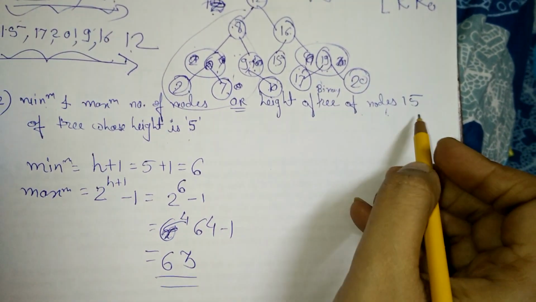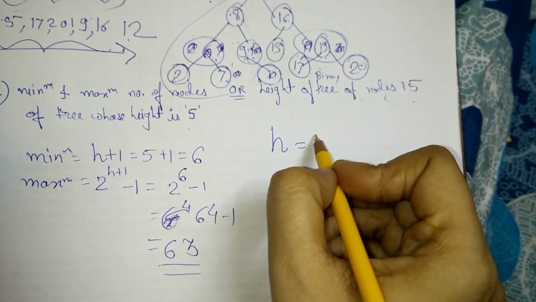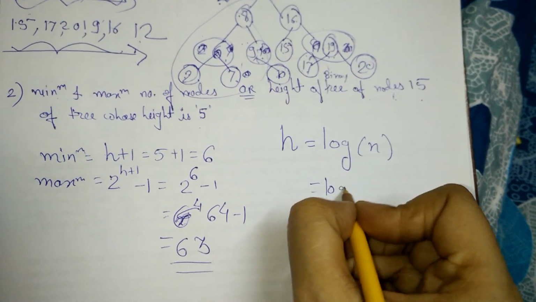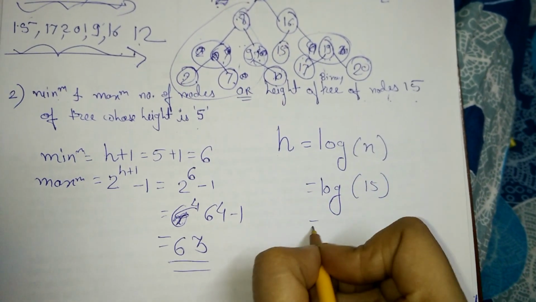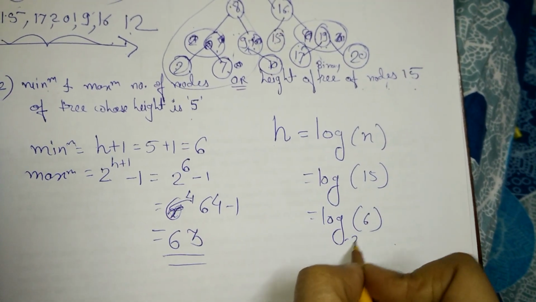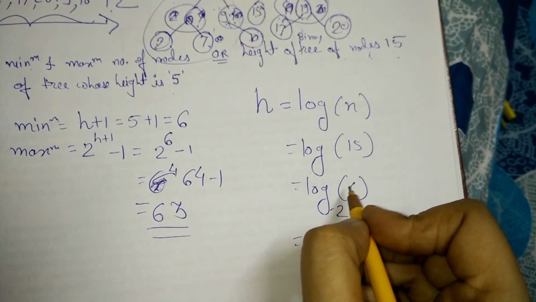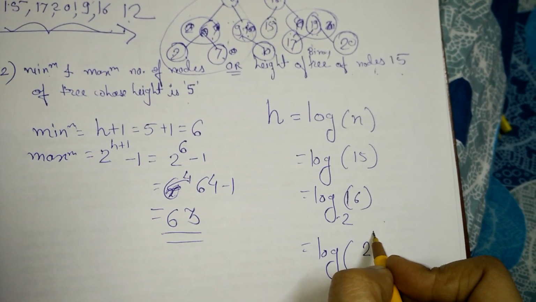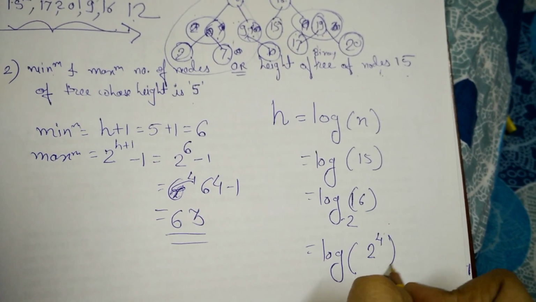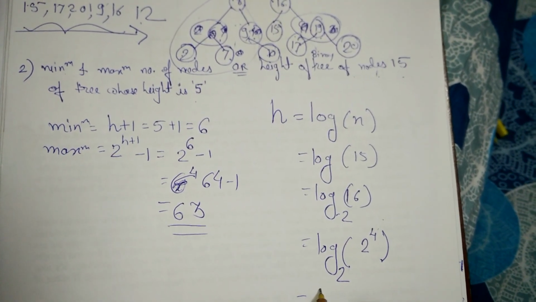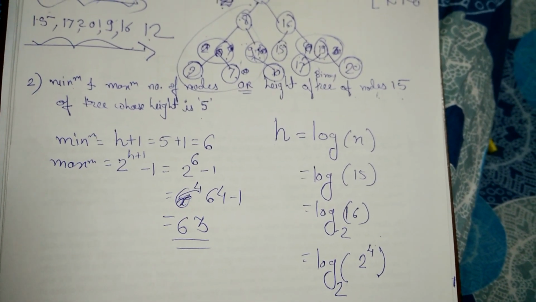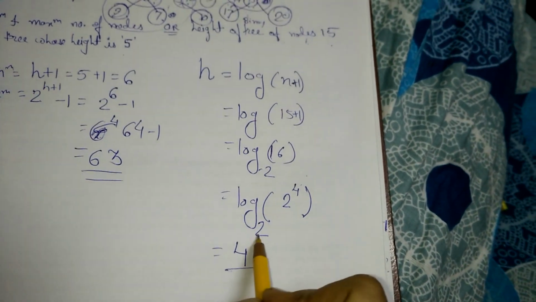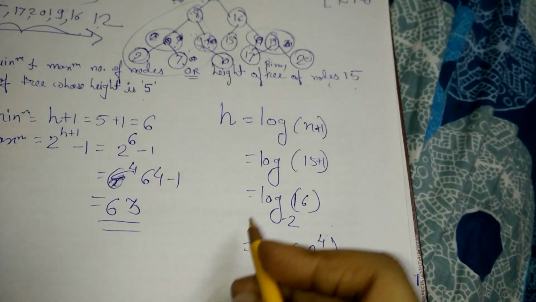Then the height of a tree with 15 nodes. The height can be found by the formula h equals log of n. Now here the value of n is 15. Consider it as 16, then what we get is log of 2 to the power 4 with base 2. So the height becomes 4. So the height of the tree is 4. This will be the minimum height.